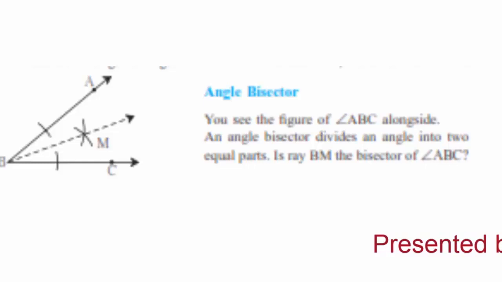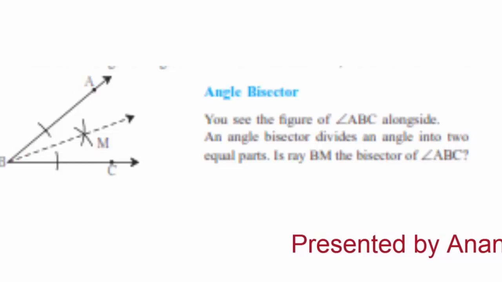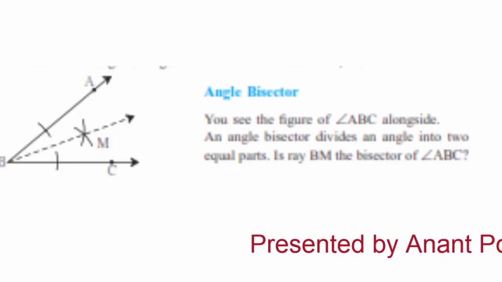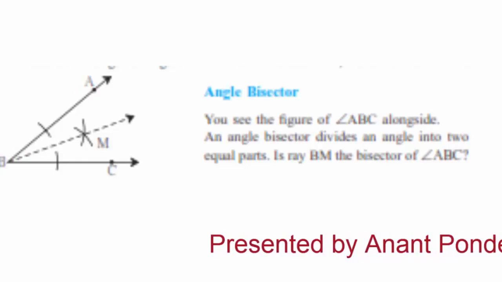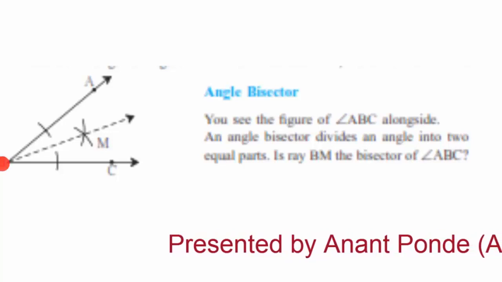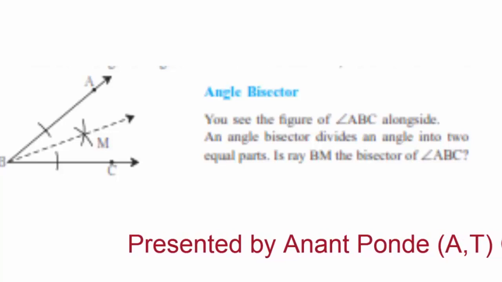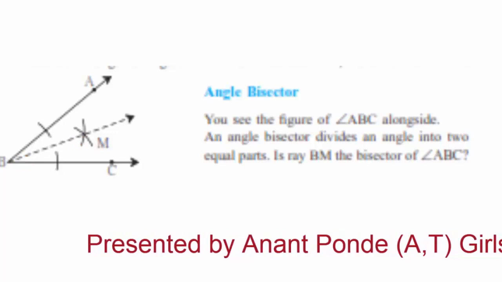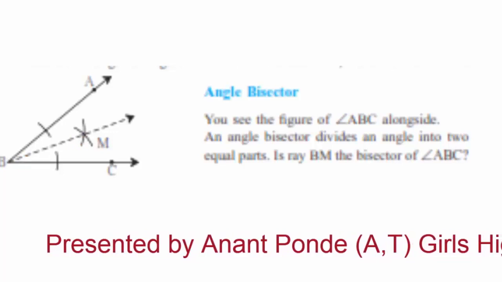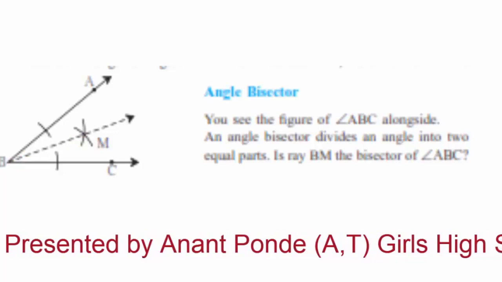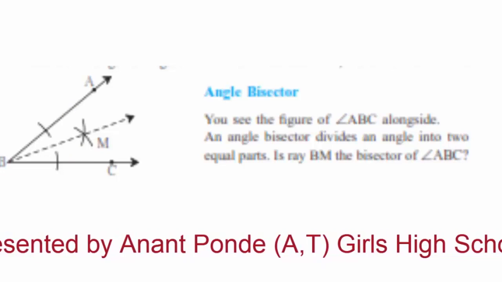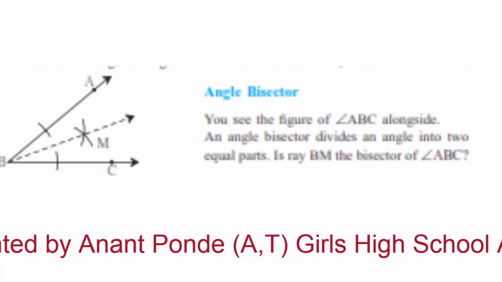Here is the angle ABC. B is the vertex of the angle, B हा कोणाचा शिरोबिंदू आहे, and BM is the angle bisector. Ray BM divides the angle into two equal parts as shown here.